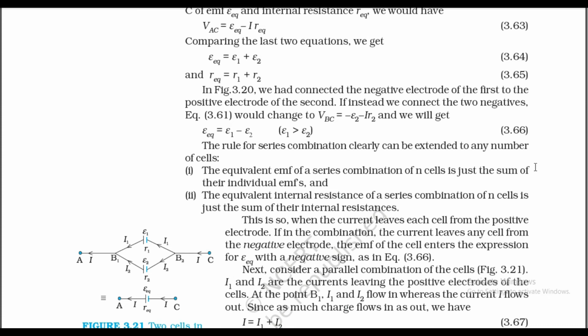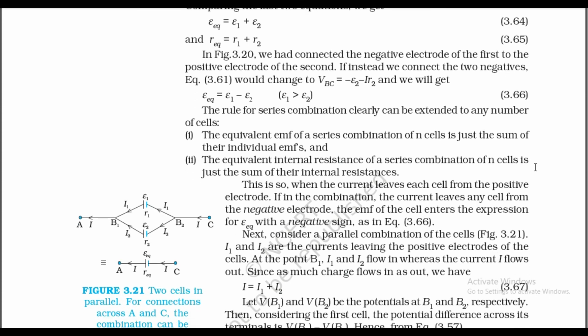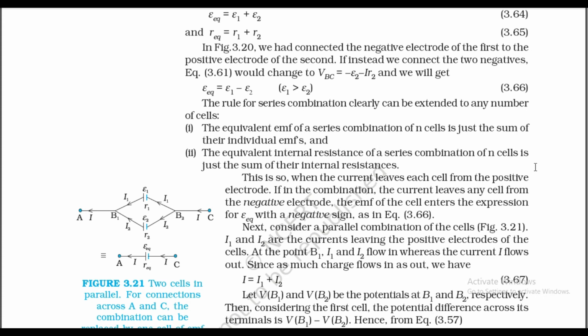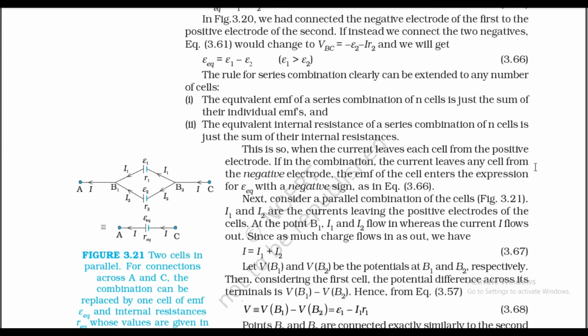In figure 3.20, we had connected the negative electrode of the first to the positive electrode of the second. If instead we connect the two negatives, equation 3.61 would change to VBC is equal to minus epsilon 2 minus I r2, and we will get epsilon eq is equal to epsilon 1 minus epsilon 2, epsilon 1 greater than epsilon 2. The rule for series combination clearly can be extended to any number of cells. First, the equivalent EMF of a series combination of n cells is just the sum of their individual EMFs, and second, the equivalent internal resistance of a series combination of n cells is just the sum of their internal resistances.